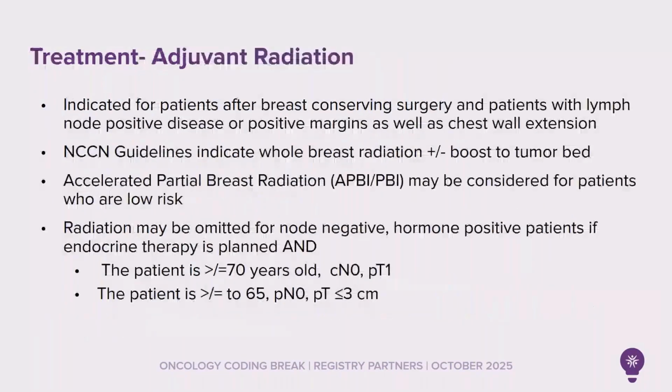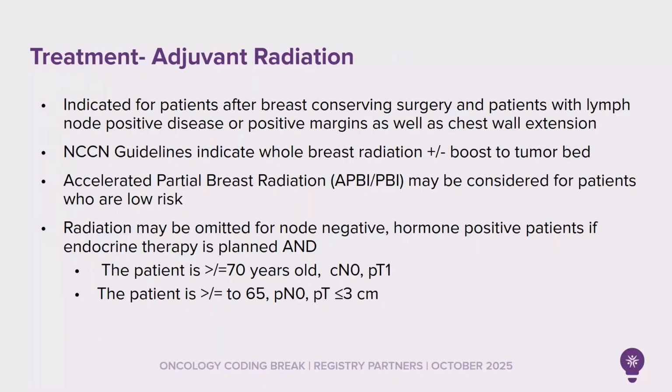Adjuvant radiation therapy is indicated for patients after breast conserving surgery and for patients with lymph node positive disease, or if there are positive margins. It's also indicated when there is chest wall extension. NCCN guidelines indicate whole breast radiation plus or minus a boost to the tumor bed. Accelerated partial breast irradiation, or APBI/PBI, may be considered for patients who are low risk.